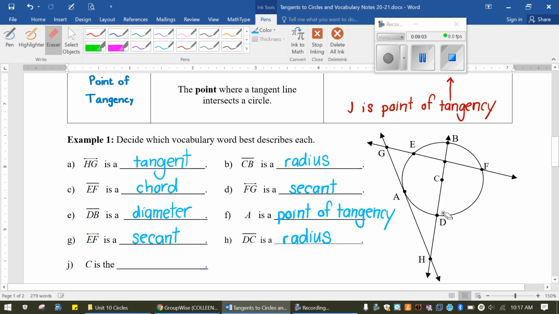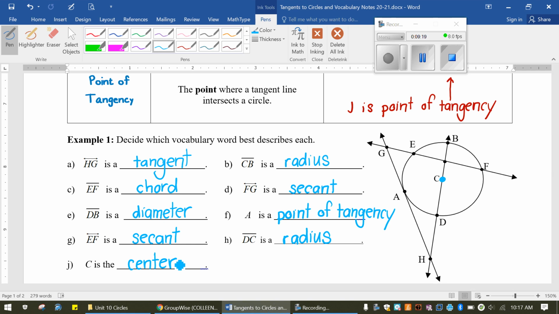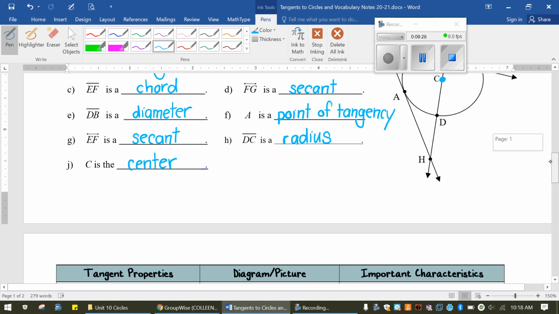And then the very last vocabulary word here is C, which was the first one we learned above. That is the center of the circle. Okay, I hope you got those right. And if you didn't, take a look at what we have written and go back and compare the definitions above again. All right, let's move back to some of our tangent properties.